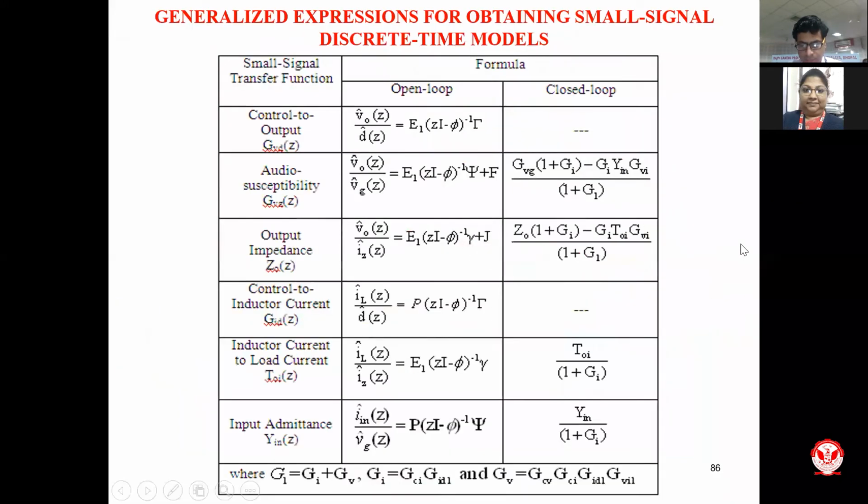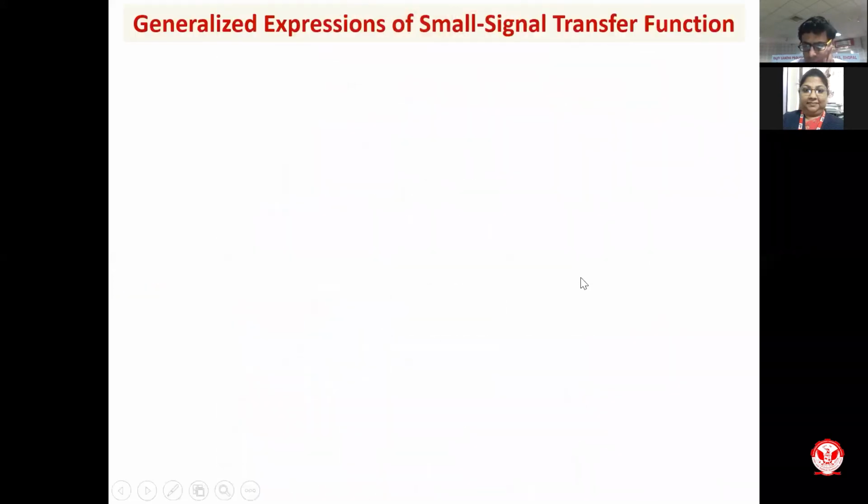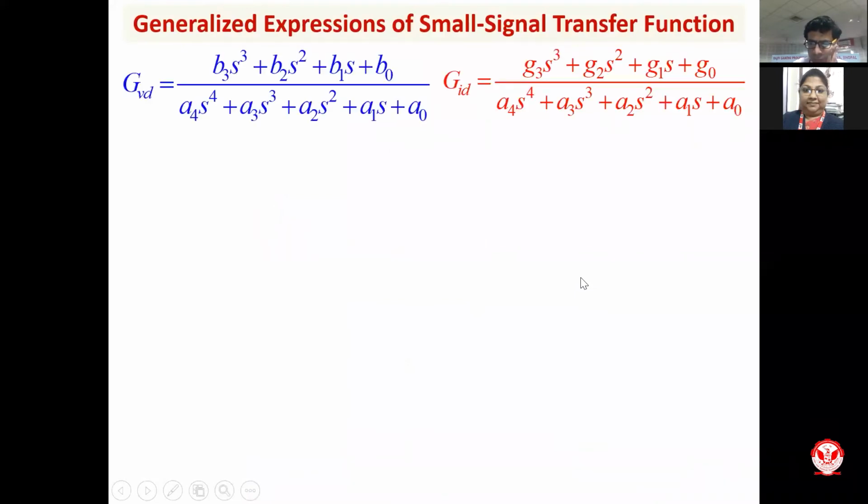These are the formulas derived by solving the block diagram reduction to obtain the different closed loop transfer functions. So this is how you obtain the open loop transfer functions, and this is how you obtain the closed loop transfer functions. All these are available in one of my IEEE Transactions on Industrial Electronics papers. So if somebody is interested in looking more in depth at these formulas, you can refer to that paper. And these are the generalized expressions.